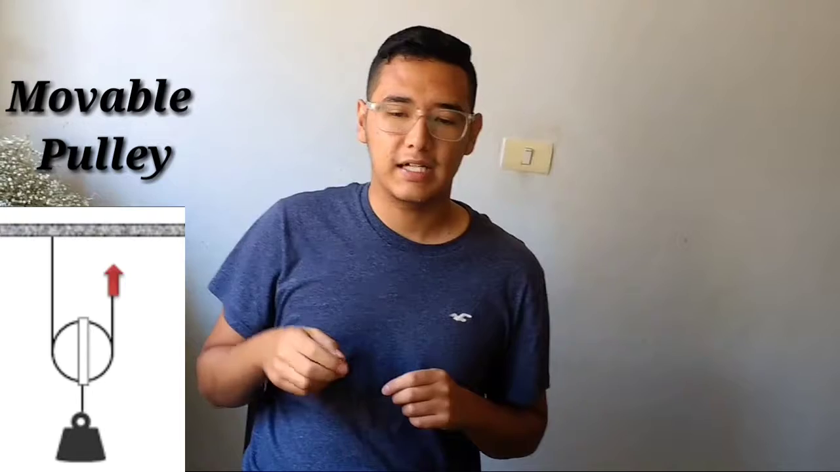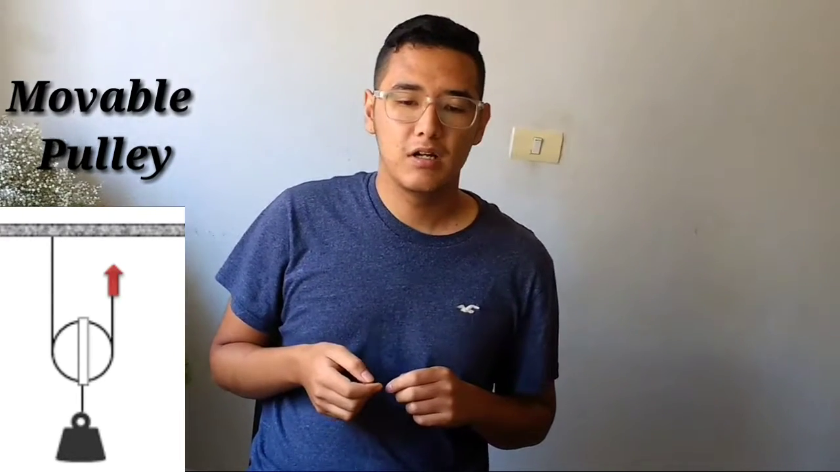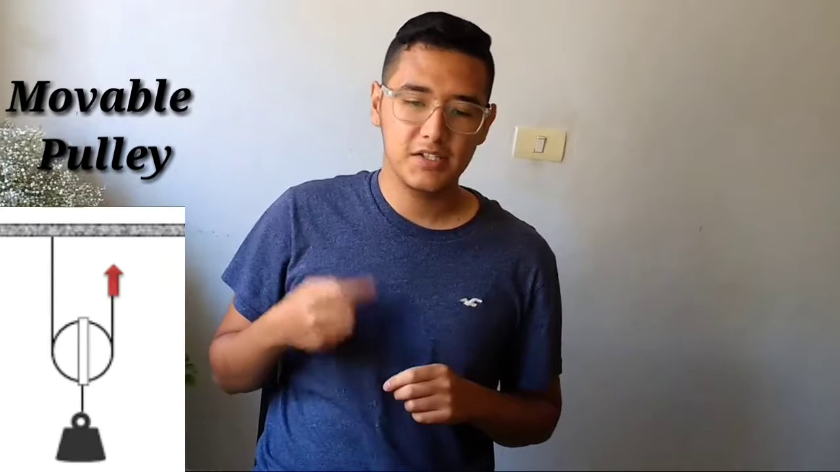Movable pulley. In a movable pulley, the load is attached to the pulley and both of them can move from place to place. In this type, one of the ropes is attached to a fixed point that doesn't move. With a movable pulley, you need less effort to lift a load.